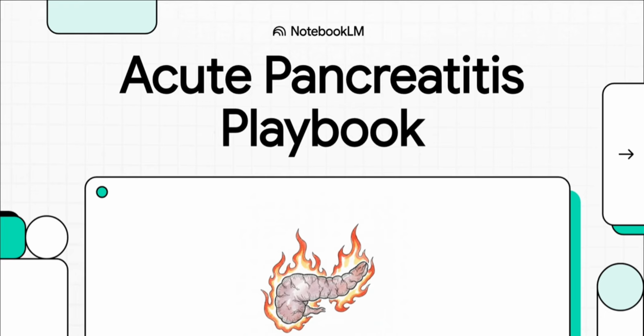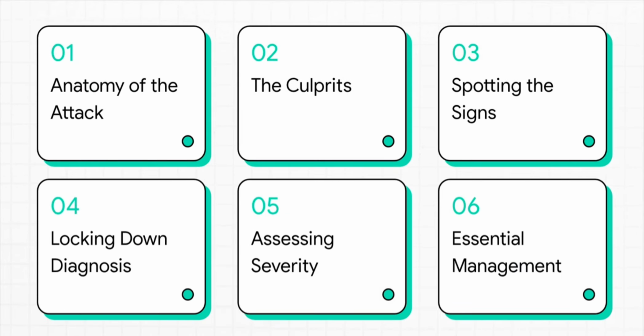Today we're breaking down the clinical playbook of a condition that can range from just a mild self-limiting inflammation to a massive, life-threatening crisis involving multi-organ failure. We're going to map out exactly how this enzymatic betrayal happens, how you can spot it, and crucially how to stop it, using the exact clinical data from our sources. Let's dive in. Here's our clinical triage board for today.